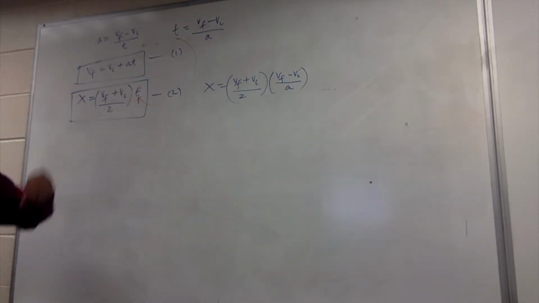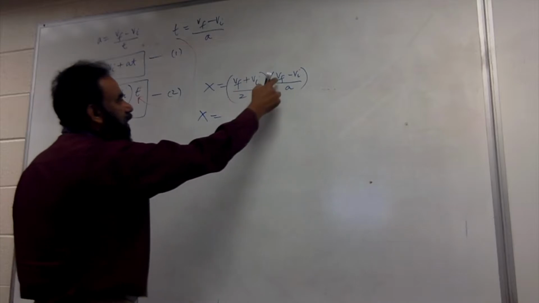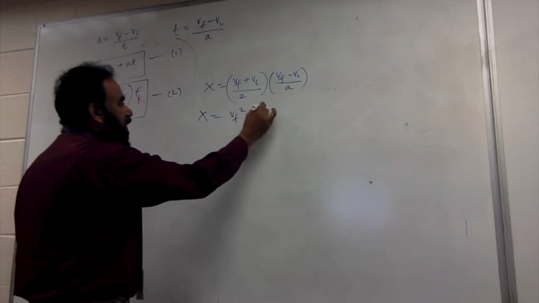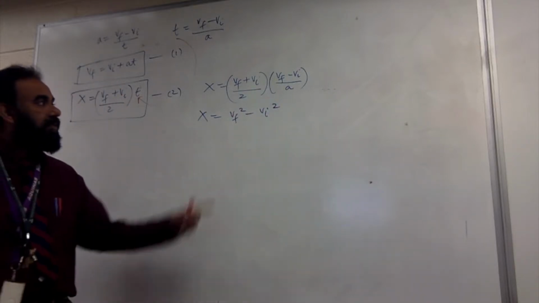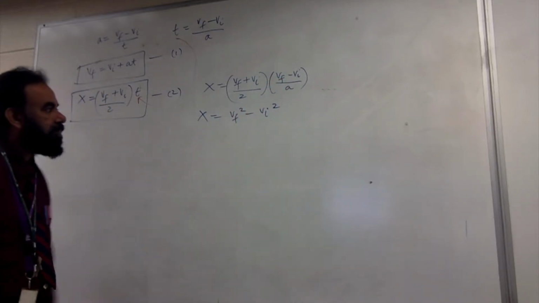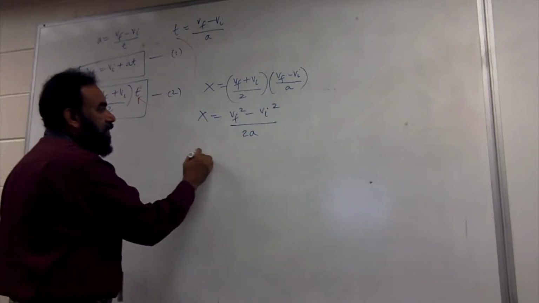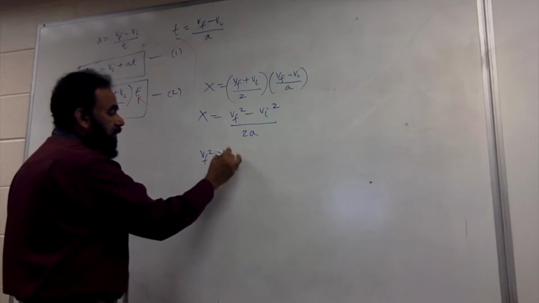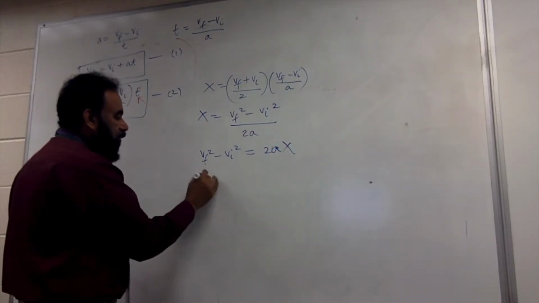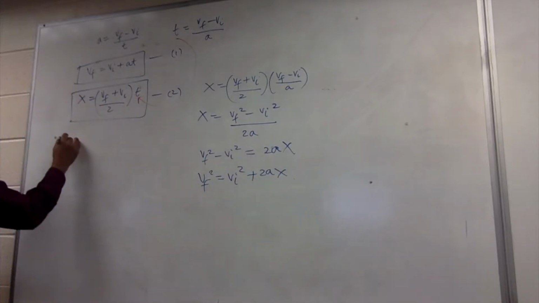What I'm doing is trying to eliminate the time, so I get an equation without time. So X becomes Vf plus Vi times Vf minus Vi, which is Vf square minus Vi square, the difference of two squares. A plus B times A minus B is A square minus B square. You're all familiar with it, right? Over 2A. Now cross multiply that. So we get Vf square minus Vi square is equal to 2ax. Therefore Vf square is equal to Vi square plus 2ax. That's going to be our third equation.